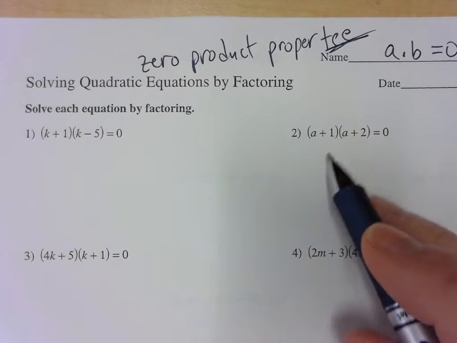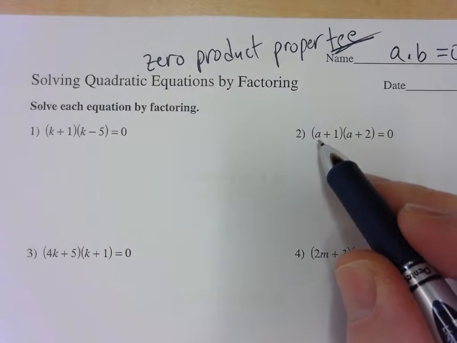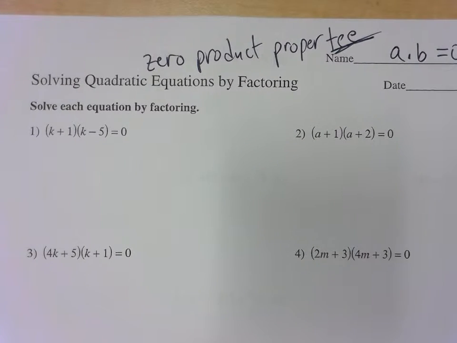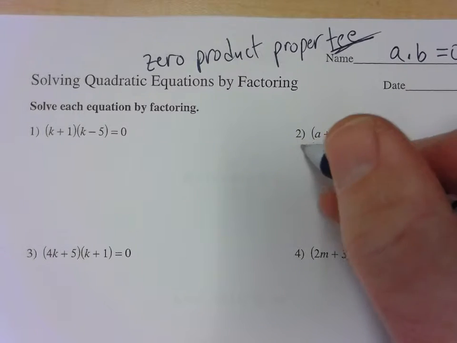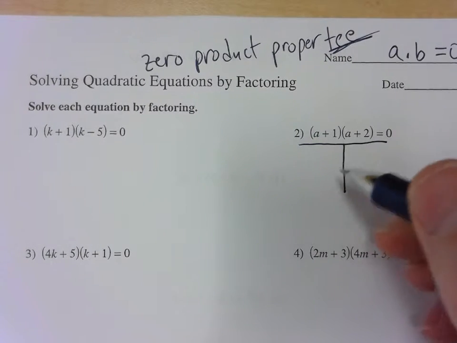So what we do is we have a quadratic here. It's already factored. It's in factored form. We know it's a quadratic because A times A is A squared. So this would be a quadratic, something squared. So what we do is we get it into factored form, and then we make a T, and we set each factor equal to 0. So we're going to solve for A.